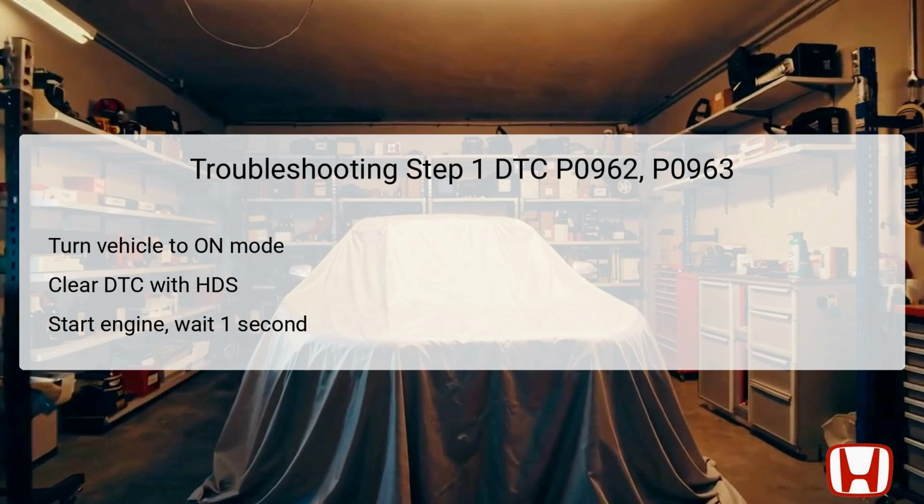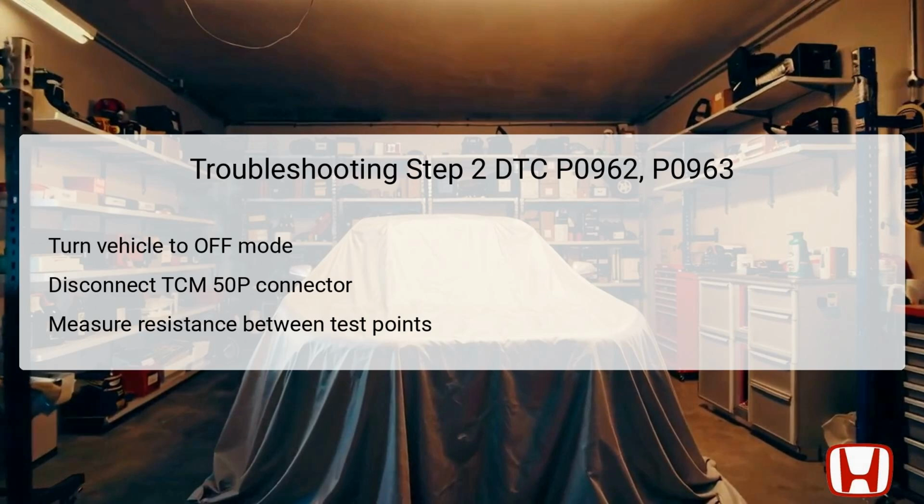After clearing the codes, start the engine and let it run for at least 1 second. This step helps to establish if the DTCs immediately reappear. Following these actions, you must then check the diagnostic system for any pending or confirmed DTCs. If either P0962 or P0963 reappears, this indicates a consistent failure that needs further investigation.